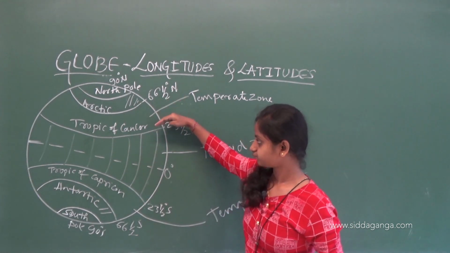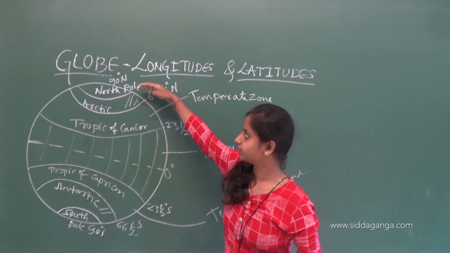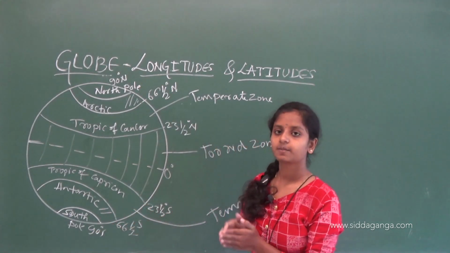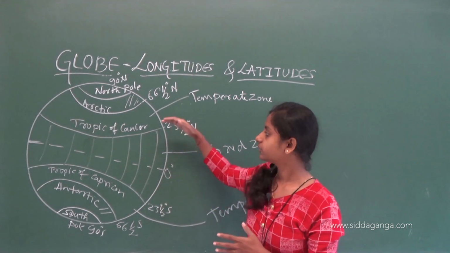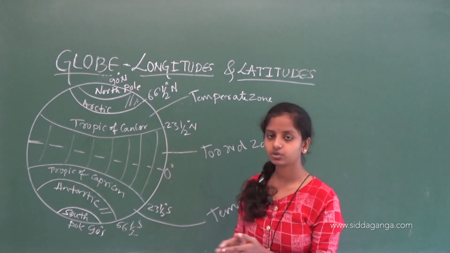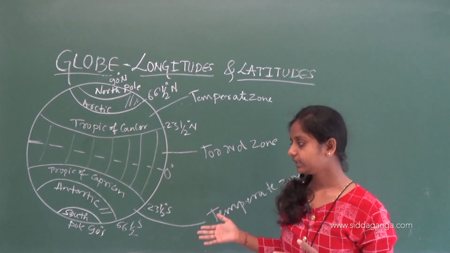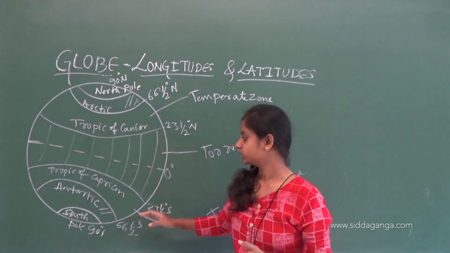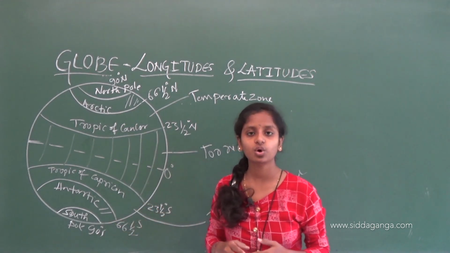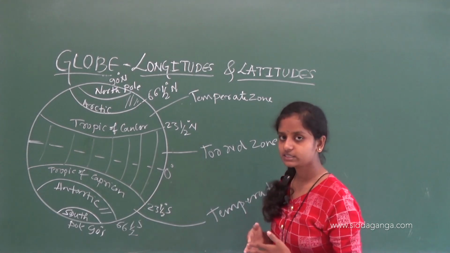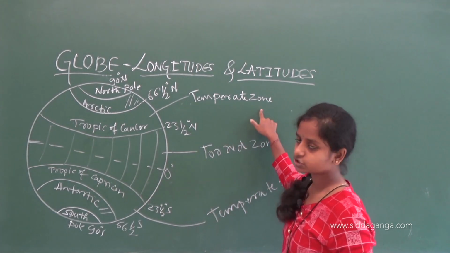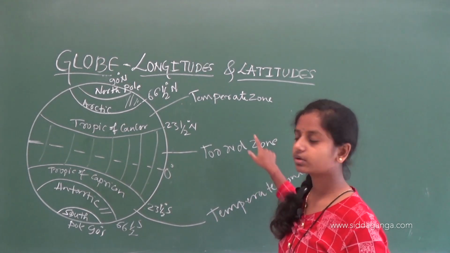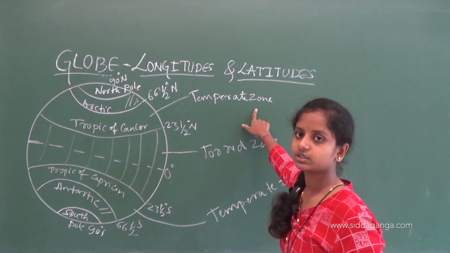The region from the Tropic of Cancer to the pole and from the Tropic of Capricorn to the pole, that is, the region beyond the Tropic of Cancer and the Tropic of Capricorn, experiences fewer sun rays. So there we can see the cold region. It is called the temperate region or temperate zone.